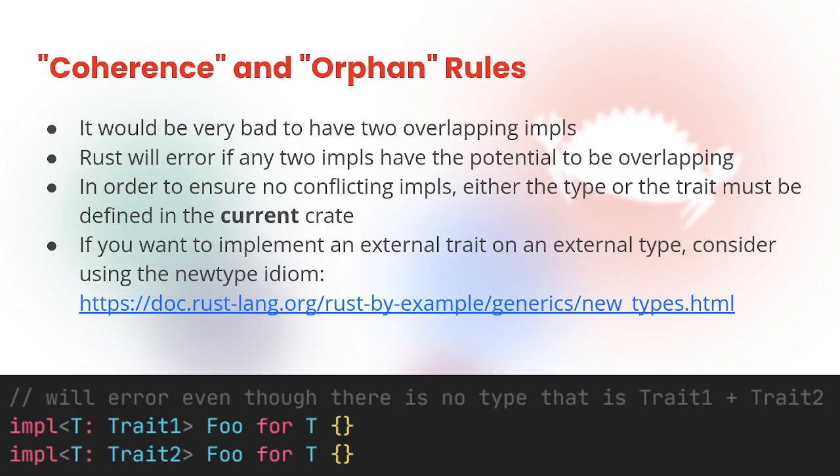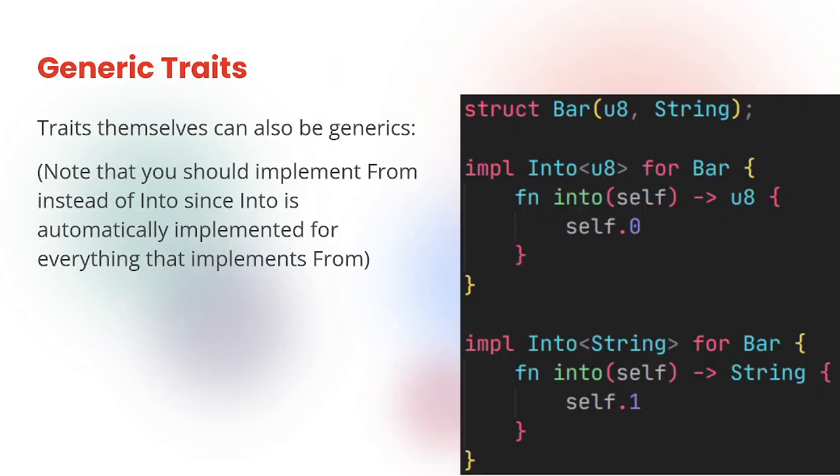And then if you do want to implement an external trait on an external type, you can consider using the newtype idiom. I've included a link. I won't go into too much detail, but it's basically defining a new one-element tuple struct so that it is your type and you can implement traits on it. And then there are also generic traits.